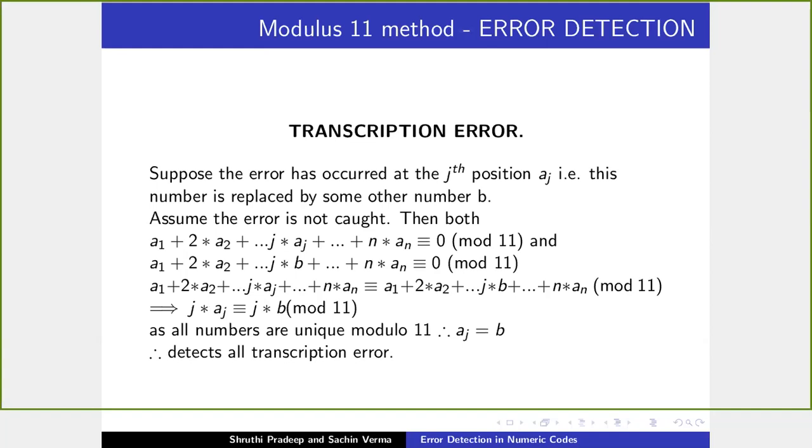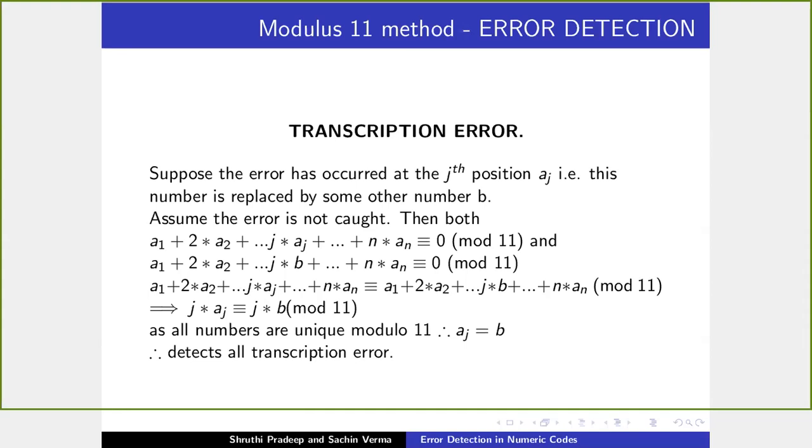Once you do that, everything else gets cancelled except for j into aj being congruent to j into b. Now since j is the position, and I've already told you that we're going to fix the length here, say 10, you will get all numbers less than 10 as j. So it is relatively prime to 11. So this is the place where it's getting cancelled.